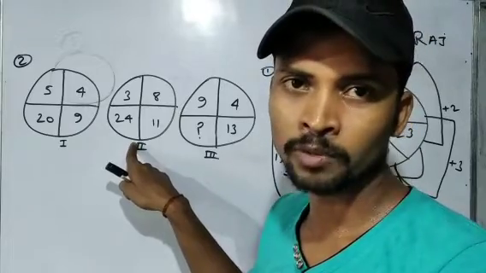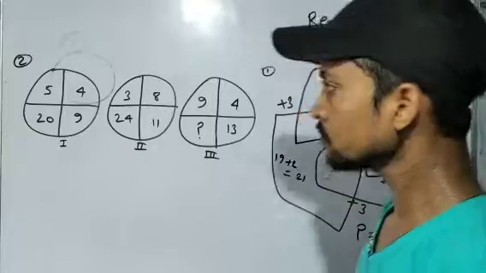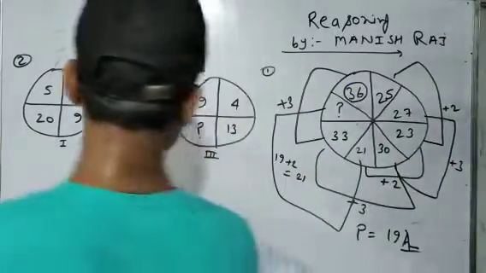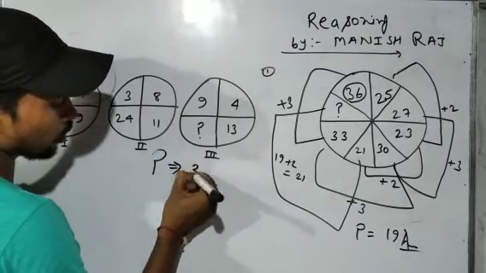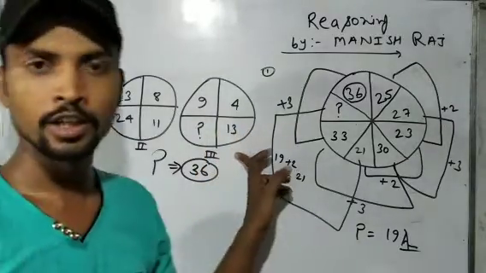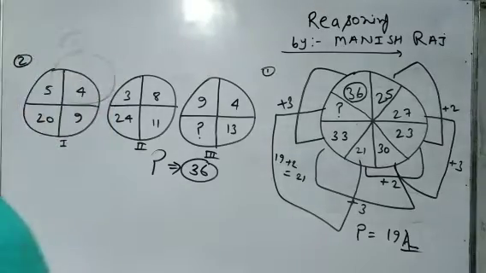Then we can apply the same process to the third circle. When 9 is multiplied by 4, we get 36, so we write 36 here for the number coming from the question mark, and 9 added to 4 gives 13. Okay, understand? Note it if you want.